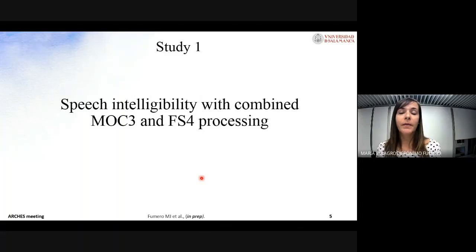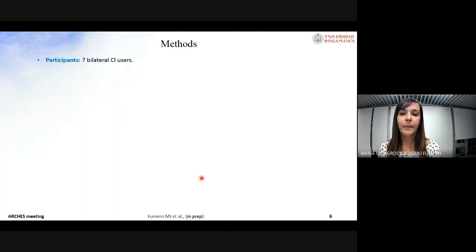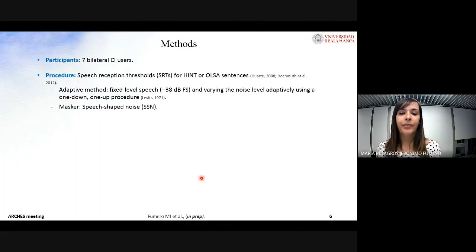This work was divided in two studies. Study 1 assessed speech in noise recognition. Seven bilateral cochlear implant users participated in this study. Speech in noise recognition was assessed as speech reception threshold for sentences, that is, the signal-to-noise ratio at which participants were able to recognize 50% of the full sentences that were presented, using fixed level speech and varying the noise level adaptively using a one down, one up procedure. And here the masker was speech shape noise.